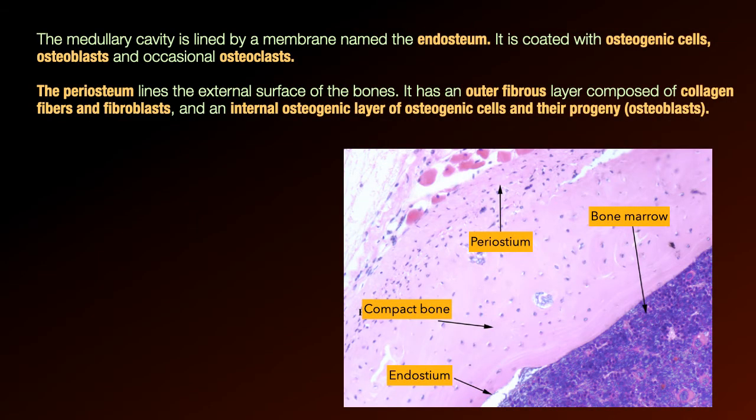As mentioned before, these inner spaces are lined with endosteum that contains osteogenic cells and osteoblasts. Less frequent at this level are osteoclasts that resorb bone. At the outer surface of the bone, we have the periosteum, which has an outer fibrous layer of collagen and fibroblasts, and an inner layer where the osteogenic cells are located. When a bone breaks, these cells get dramatically activated and can start to repair the fracture.